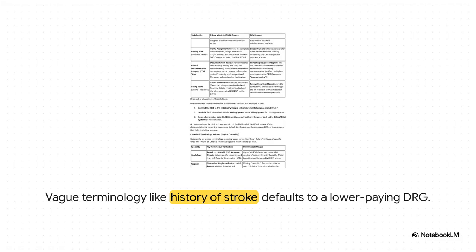In the real world of documentation, relying on vague terminology is basically a recipe for lost revenue. As outlined in our specialty guidelines for neurology, if a physician just jots down history of stroke without specifying the exact time frame, the etiology, or whether it involved the dominant or non-dominant hemisphere, boom, the coder is forced to default to a lower-paying DRG. Vague documentation literally halts the revenue cycle and prevents you from capturing the patient's true severity of illness.